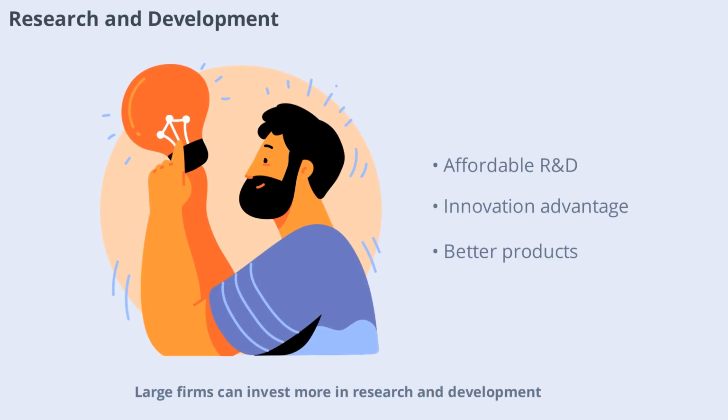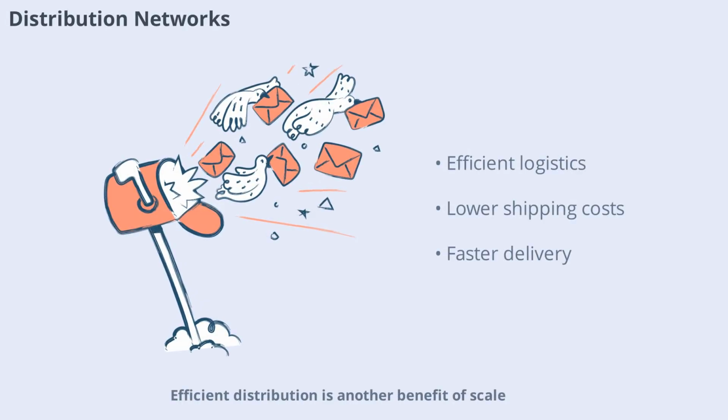Large firms can invest more in research and development, leading to innovation and improved products. These investments are more affordable when costs are spread across a large output, giving big companies an edge in technology and product quality. Efficient distribution is another benefit of scale.